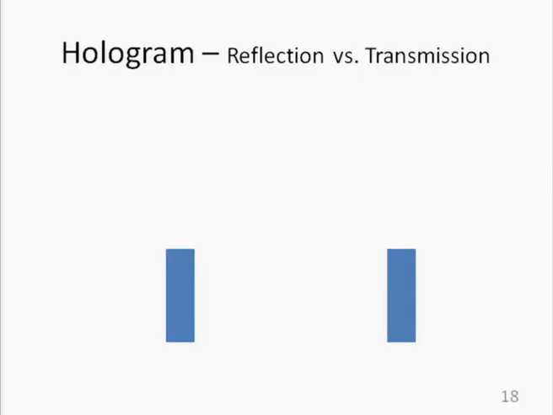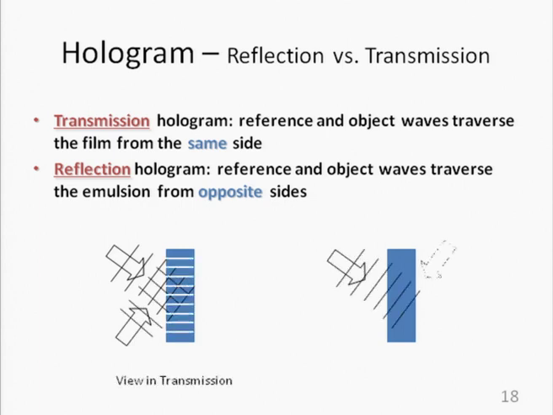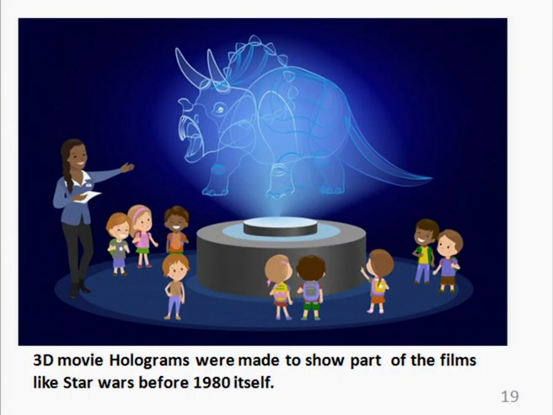Now, we will have other types of holograms, they are called transmission holograms as well as reflection holograms. In the transmission hologram, reference and object wave traverse the film from the same side. Now, in the reflection hologram, reference wave as well as object wave both traverse the emulsion from opposite directions. So, this is a reflection hologram. We will see one example of this hologram. Children are around that and the teacher is showing them a hologram of this type of an animal.